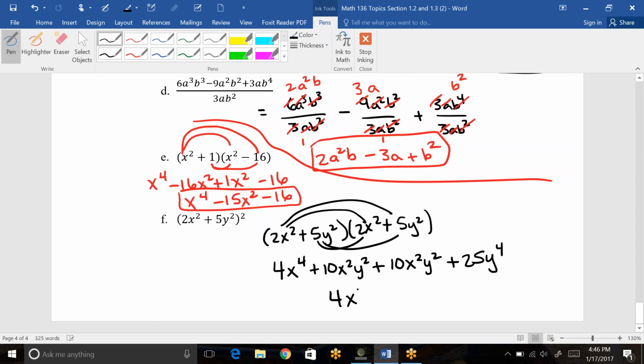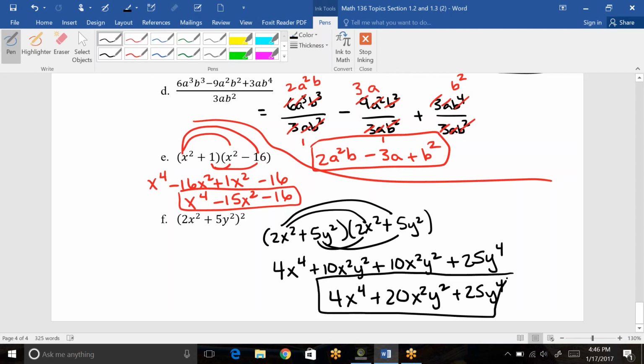So final answer is that the middle terms actually can be combined since they both have x squared y squared. 10 plus 10 would be 20. I do want you to note something: when I did 2x squared times 2x squared, I did 4x to the fourth. I changed the exponent. That's because we were multiplying. When you add something together, you only change the coefficient out front. The variables stay stable. They do not change. That is just the difference between adding and multiplying when variables are involved.